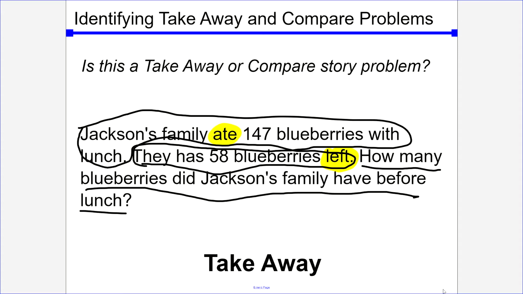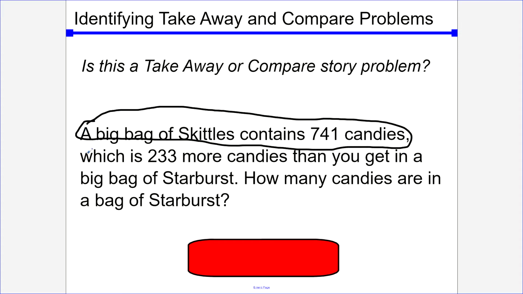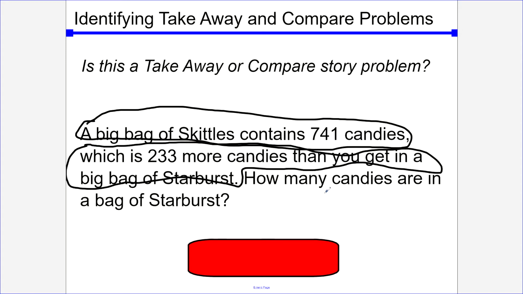Let's look at another problem. A big bag of Skittles contains 741 candies, which is 233 more candies than you get in a big bag of Starburst. How many candies are in a bag of Starburst? Well, I can see here that a big bag of Skittles contains 741 candies. And I also see another piece of information is that 741 candies is 233 more candies than you get in a big bag of Starburst. The question, of course, is asking how many candies are in a bag of Starburst.